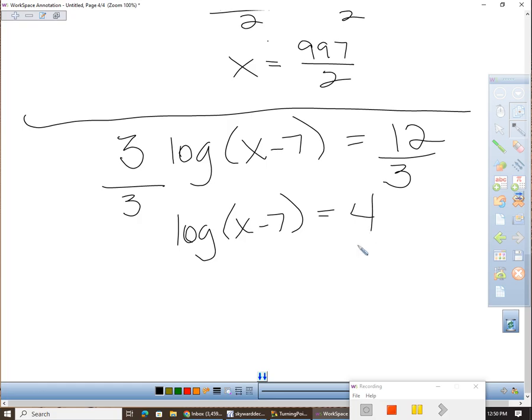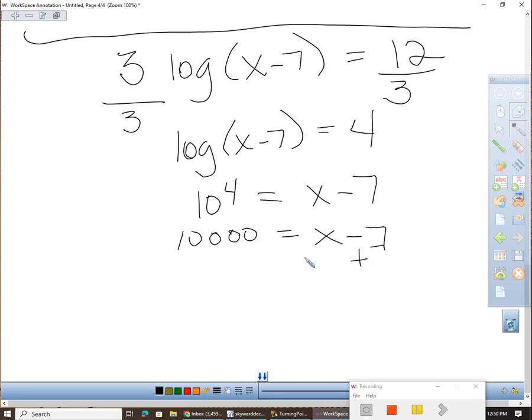Now to solve this, I have to change it into exponential. Right now I have base 10, so 10 to the 4th equals x minus 7. 10 to the 4th is 10,000 equals x minus 7. And we're going to go ahead and add 7 to both sides. So we get x equals 10,007. So any questions on this so far?